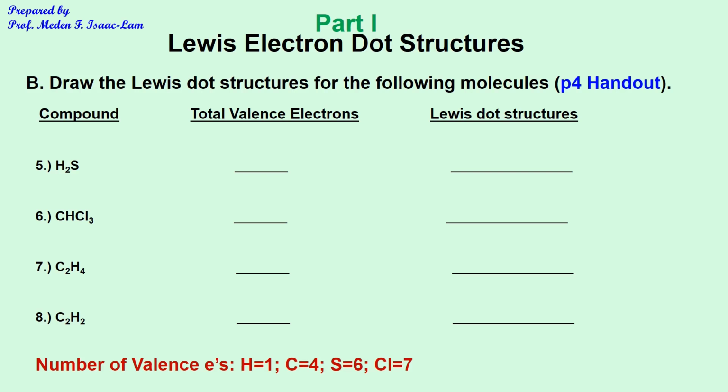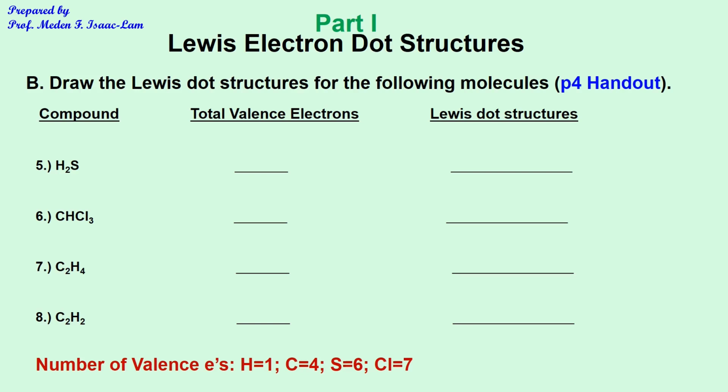Next example is C2H4. For this one, don't connect the H's together. You will start by connecting the C's together. But let's go back and calculate the total valence electrons. You have 2 carbons, so 2 times 4 plus 4 times 1. Add together. For the Lewis dot structure, you start by connecting the C's together.